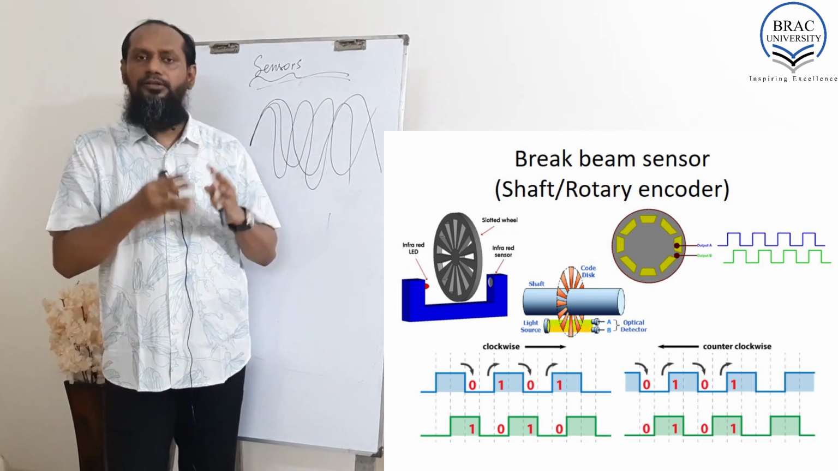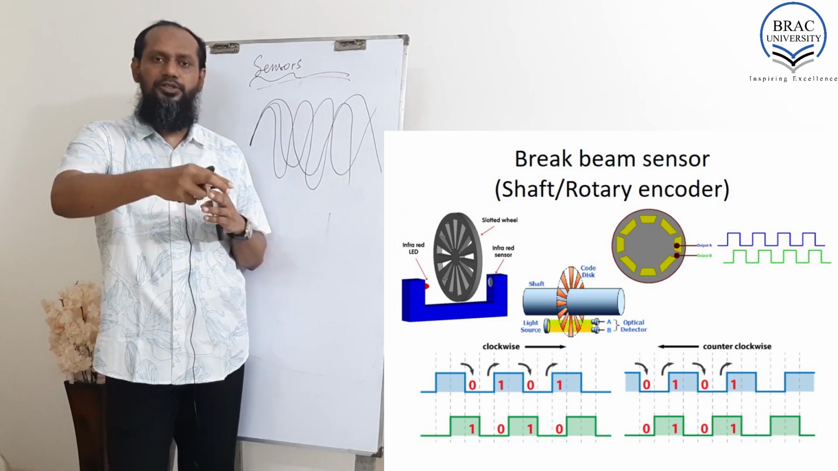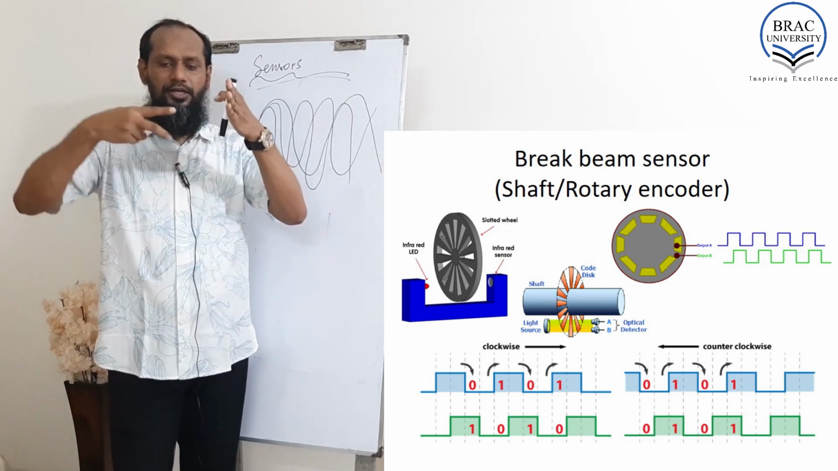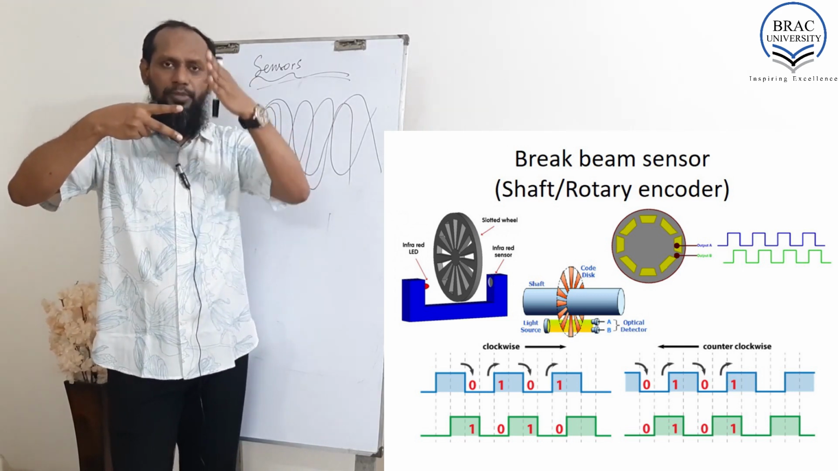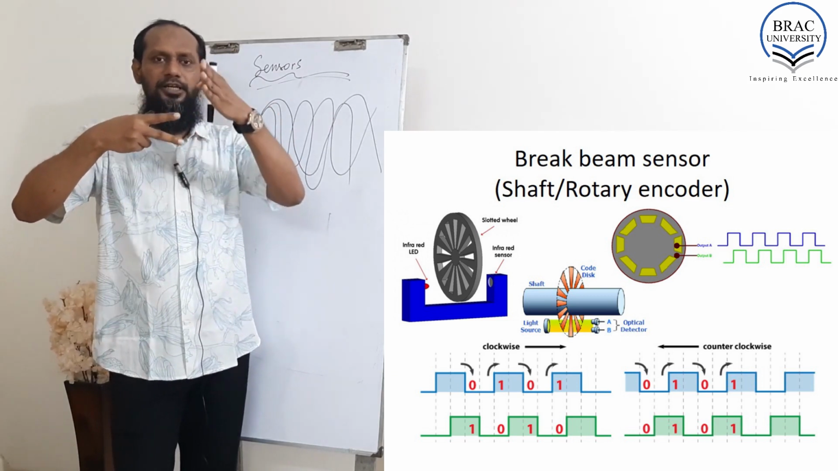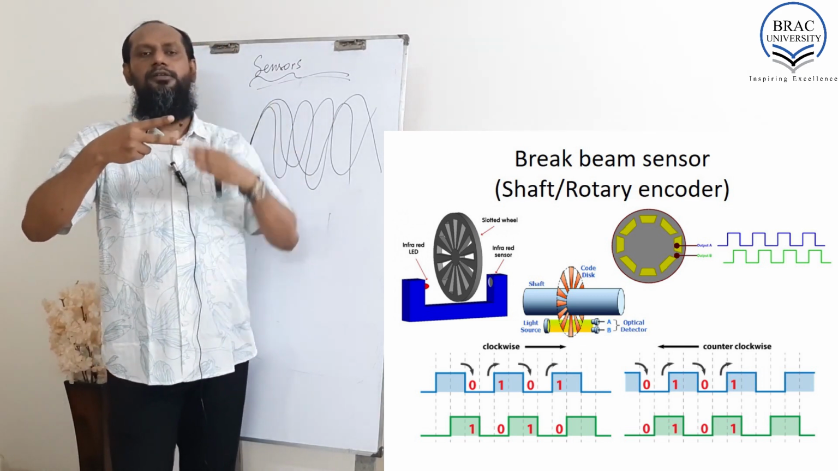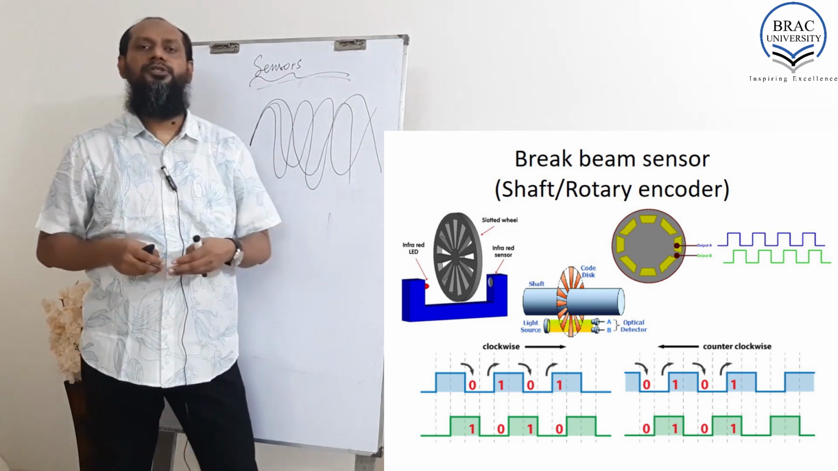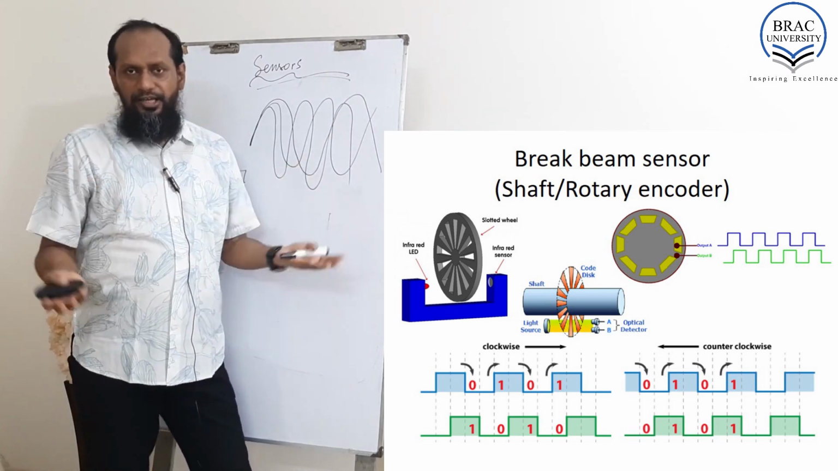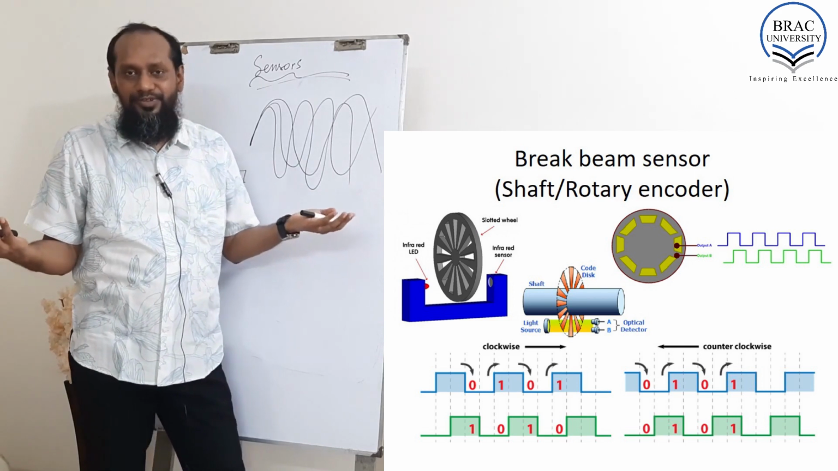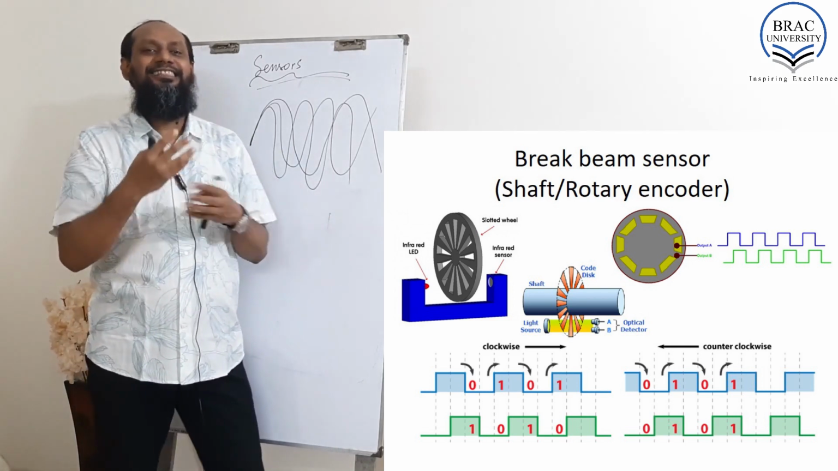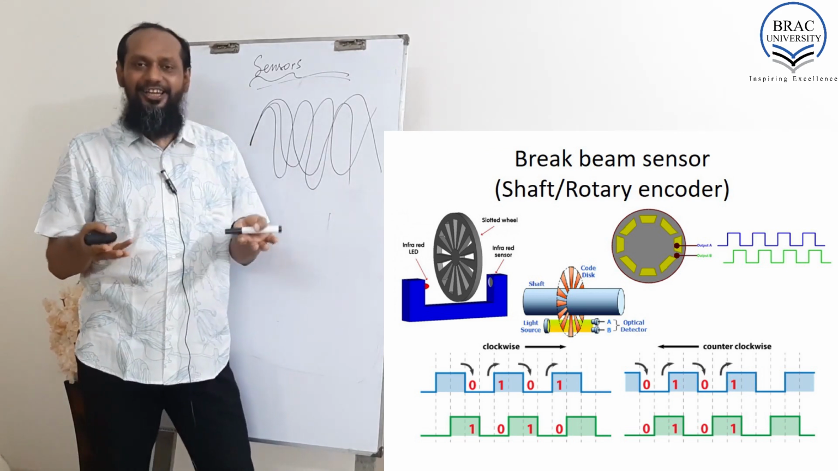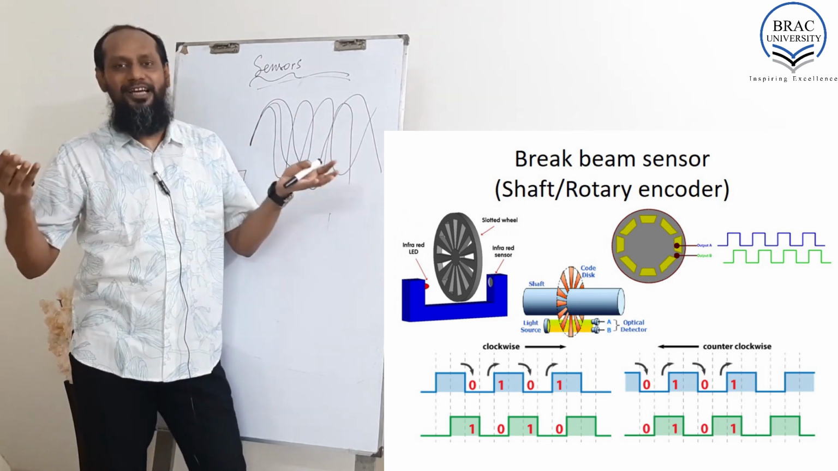So the light cannot go to the sensor, and since two sensors are positioned in two places, which one is blocked first? If this one is blocked first, then it's moving from up to down, but if this one is blocked first, then we can say it's moving from down to up. So by using this technique, you can see here the break beam sensor is working. Again, it's using just a light sensor. By using a light sensor, it's calculating the rotation. By using the calculation of rotation, it's measuring the speed and the distance.